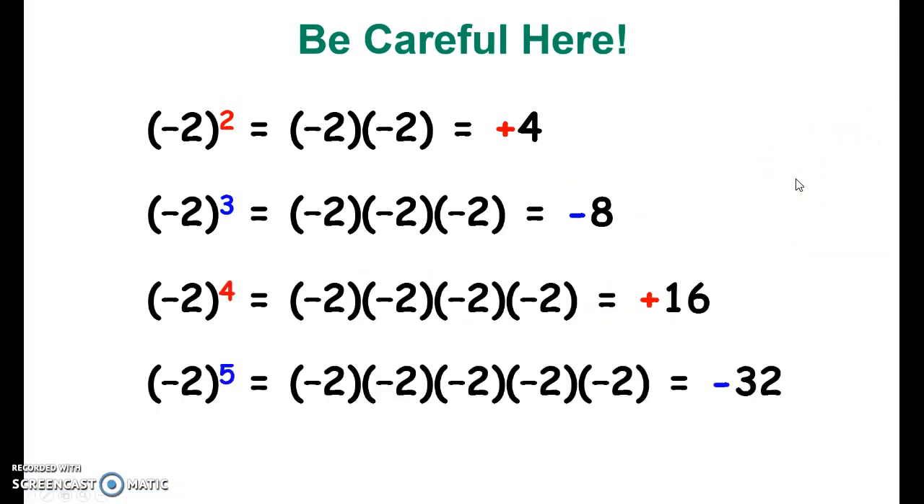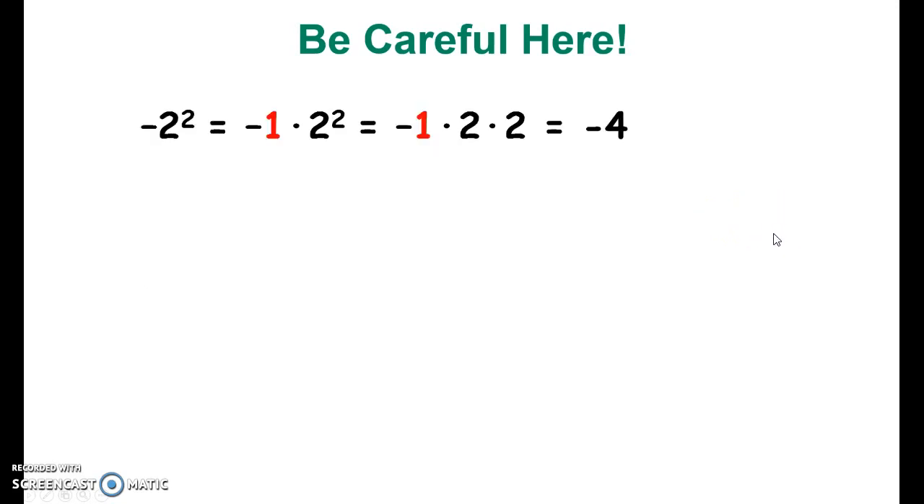Okay, so just take a look at this. You're probably seeing a pattern here. Now take a look at this. Here negative 2 is not in parentheses. That exponent of 2 only applies to the 2, but not the negative sign. It's like multiplying 2 squared by -1. So 2 squared is 2 times 2, which is 4. And 4 times -1 is -4.